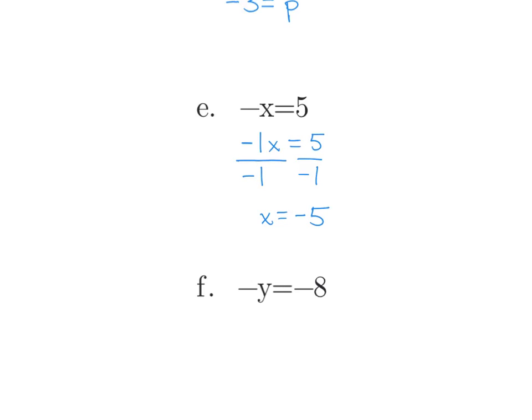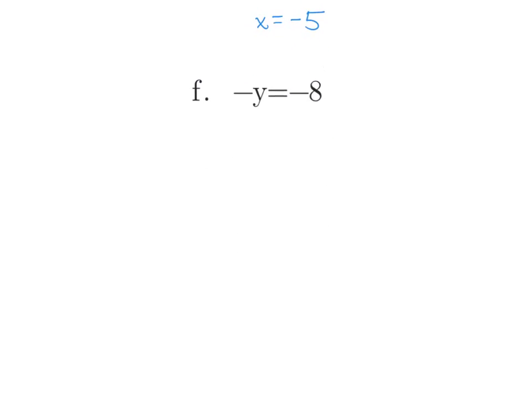Okay, last of our basic problems, let's look at negative y equals negative 8. Similar to the last problem, remember that if there's no number, it's implied to be a negative 1. So the equation we're looking at is negative 1y equals negative 8. I can divide by negative 1 on both sides, and we get y equals 8.